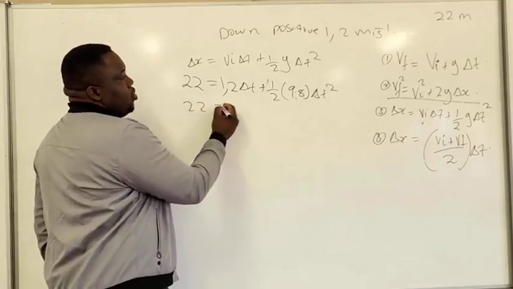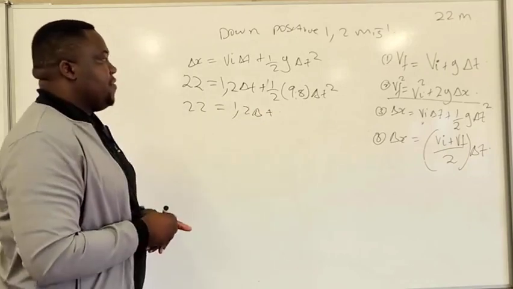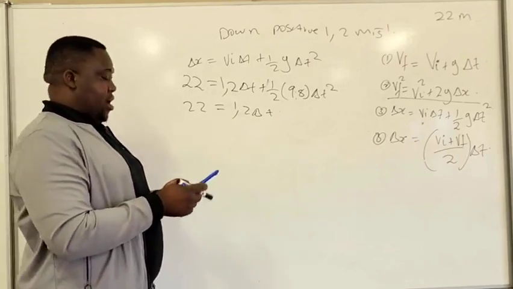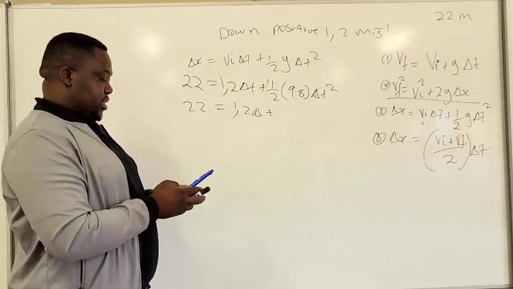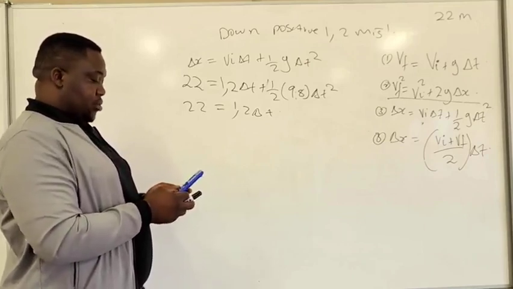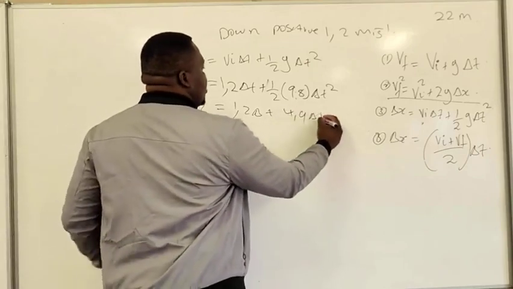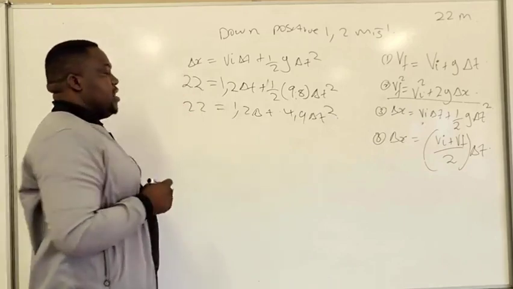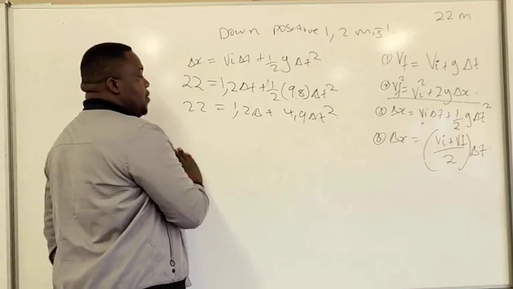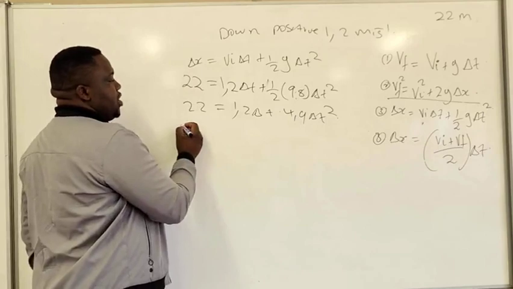We're going to have 22 equals 1.2 change in time plus half of 9.8, which is going to create our equation. That is 0.5 multiplied by 9.8, which gives us 4.9 change in time squared. Understand? So the only way to solve this one is to use the quadratic formula.